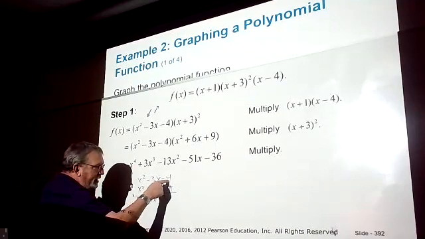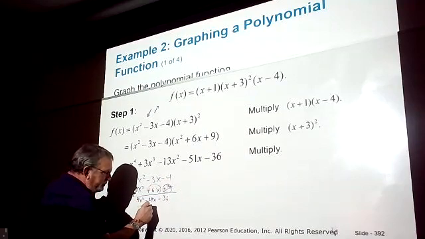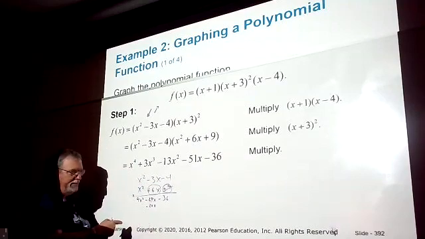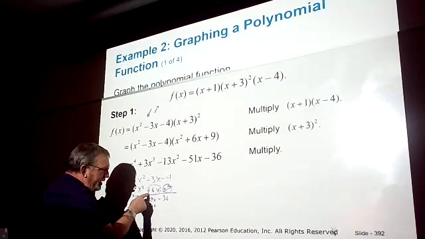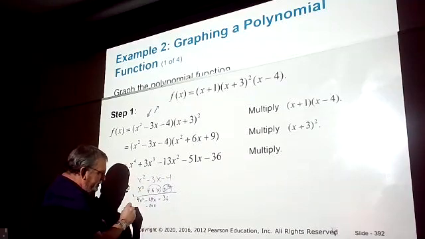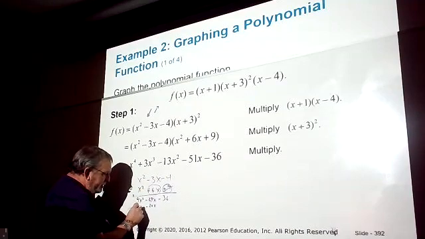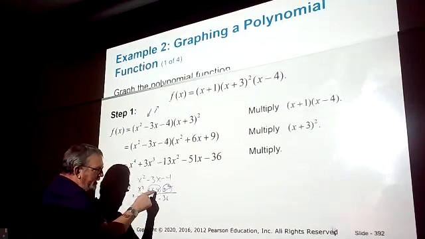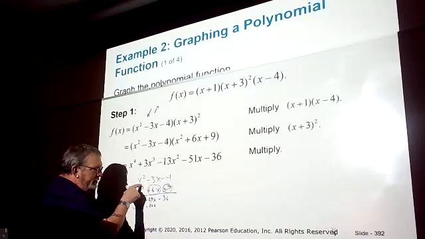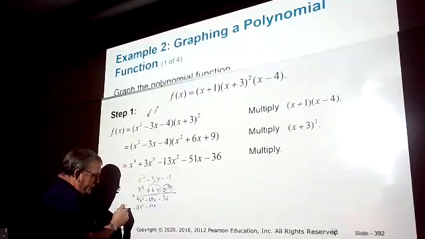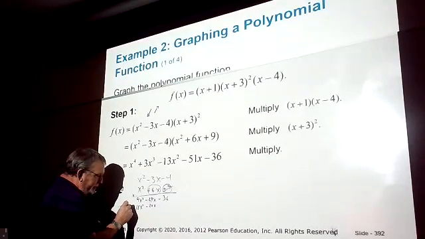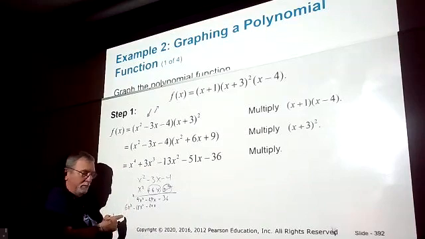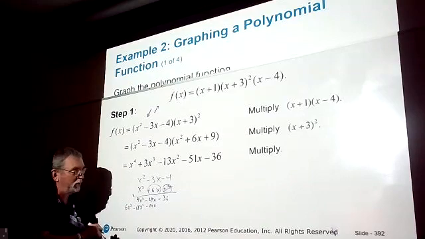So 6x times a minus 4 is a minus 24x, and I write it under the minus 27x. 6x times minus 3x is a minus 18x squared, which I wrote under the x squared. And 6x times x squared is 6x to the 3rd, so that comes out here in front. There's not another x to the 3rd, so it's all lonesome, but that won't be for long.